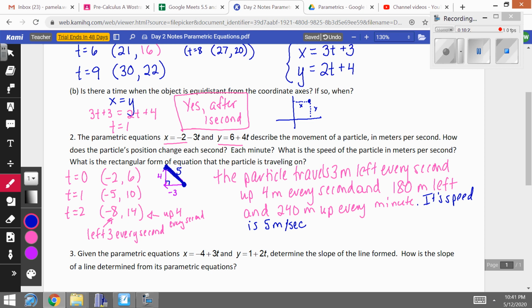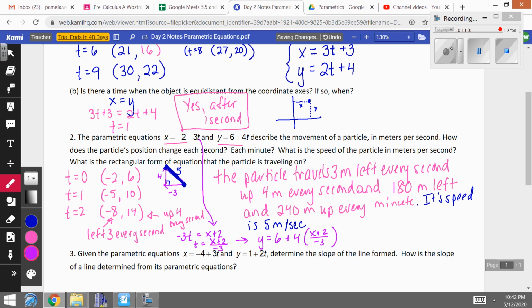I'm going to solve the x equation so that when I put it back in, I get a y equals. So if I solve my x equation for t, I'm going to add 2, oops, that would be negative 3t, sorry, and then t is positive x plus 2 divided by negative 3. If I put that into my y equation, it's 6 plus 4 times the x plus 2 over negative 3. Now this equation would be fine.